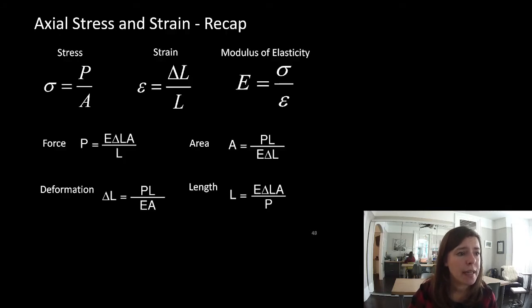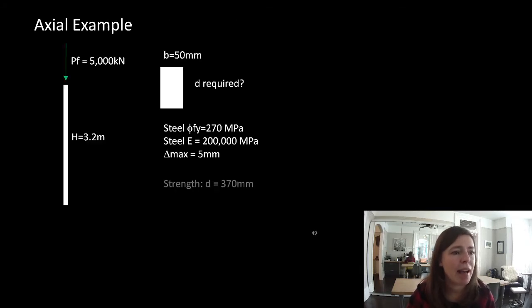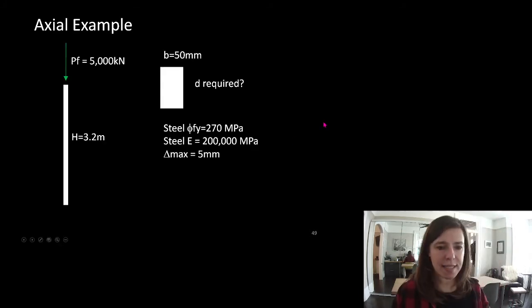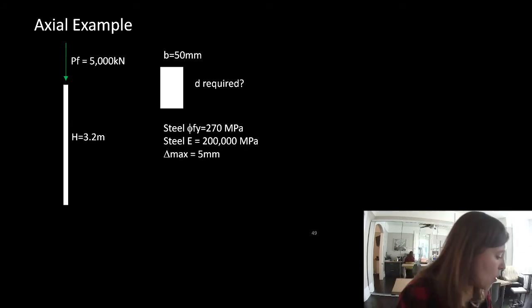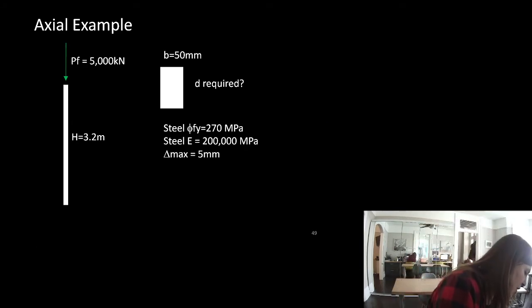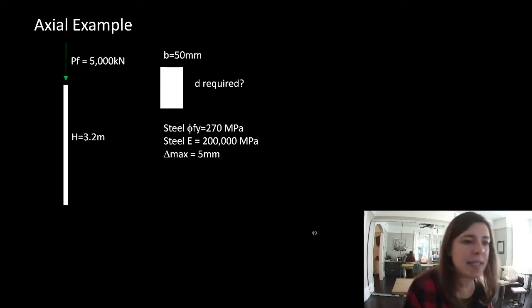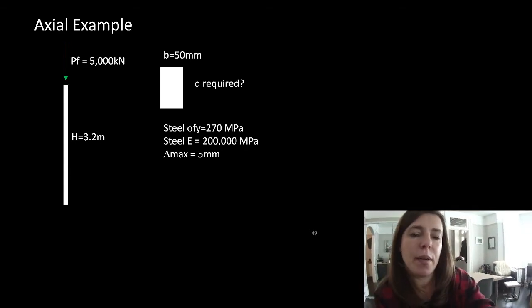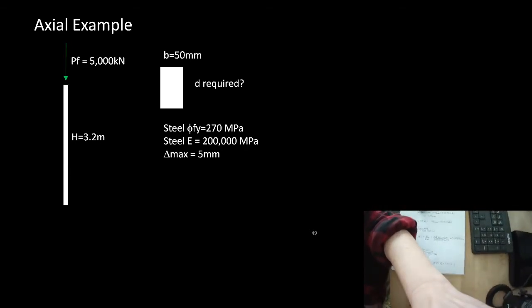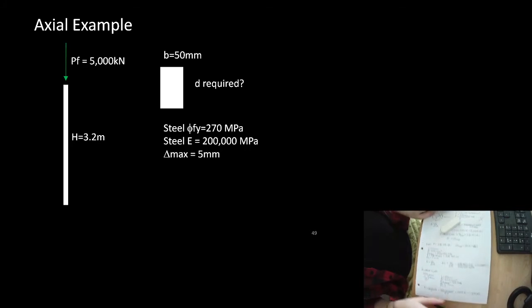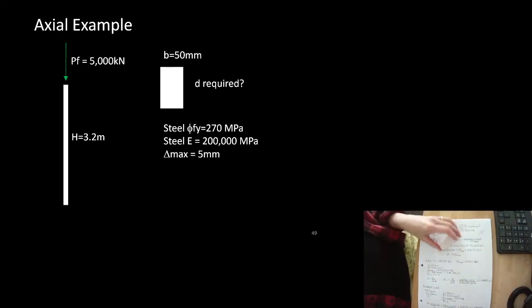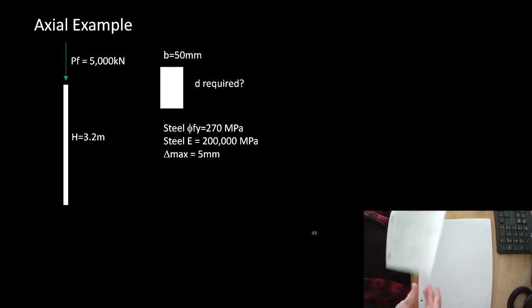Let's do an example where it looks like I already have the answer worked out. Oh no, we want to know the D required. Okay, we have some examples here. And I think we're almost at the end of the lecture. Yeah, okay, so this is the last example we're going to do. Let me flip this down for you. All right, this is an actual example.